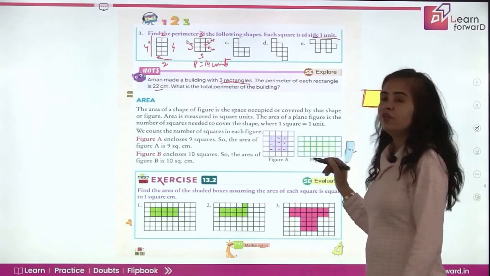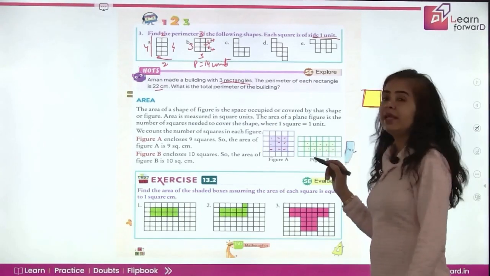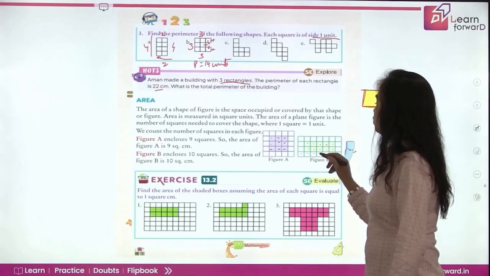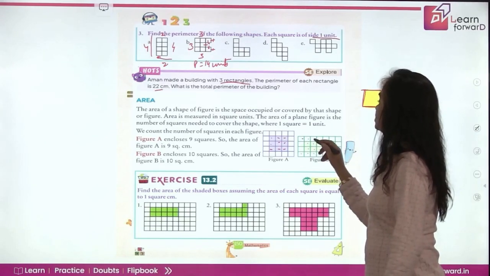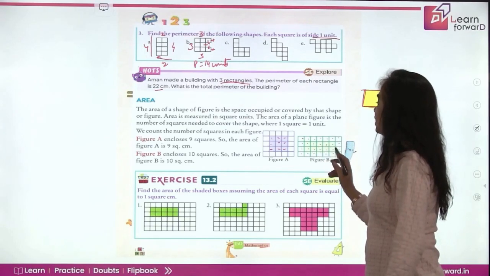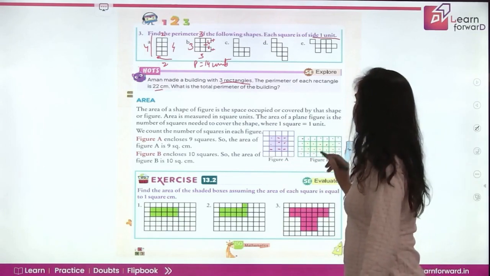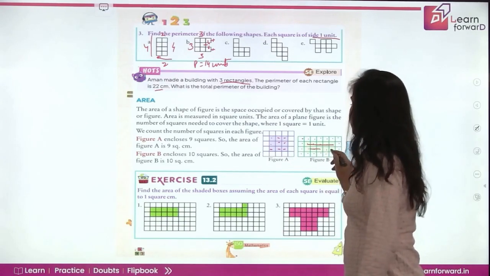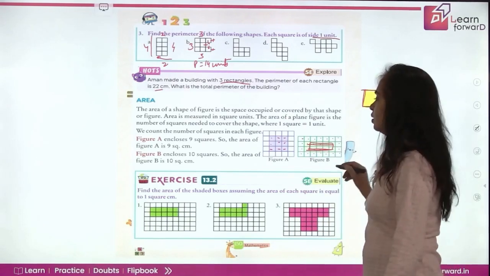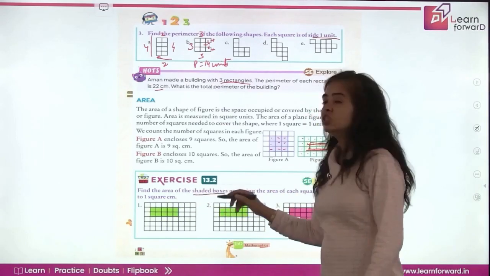When you talk about figure B, the shaded part has 1, 2, 3, 4, 5, 6, 7, 8, 9, 10 square units. And otherwise, if you see, this is 3, 4, 5, 6, 7, another 7, 14, 15, 16, 17, 18, and 18 plus 10 in the middle. So they are 28. So for this shaded part only, it is just 10 square units. Now here we have an exercise for you. Find the area only of the shaded boxes.